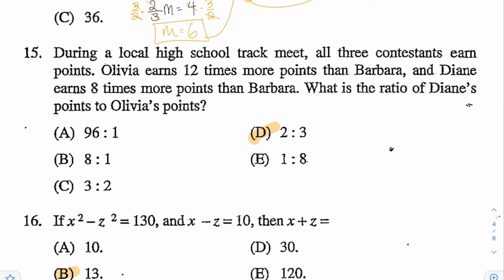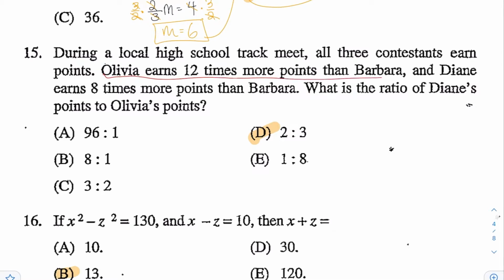Next, for number 15, during a local high school track meet, all 3 contestants earn points. Olivia earns 12 more points than Barbara, and Diane earns 8 more points than Barbara. What's the ratio of Diane's points to Olivia's points? So here we wanted to set up a system of equations.